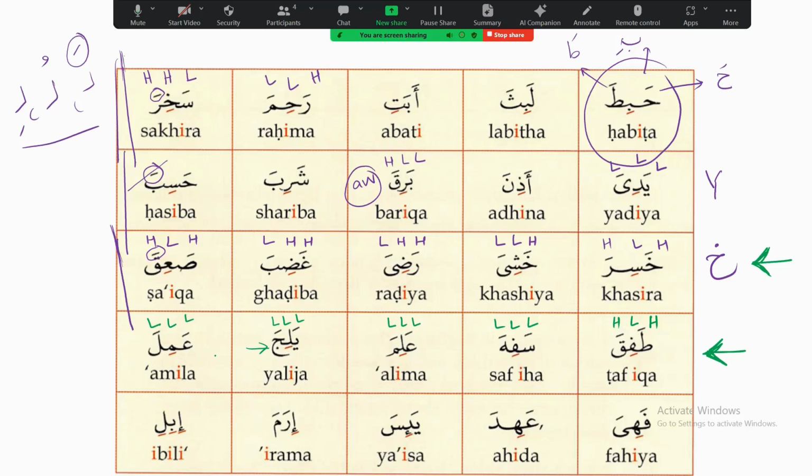Okay, the next one is yalija: the jim letter with strength again, sisters. Yalija. Then we have amila, the ain letter from the middle portion of the throat. Amila, like this. Let me say this row completely.